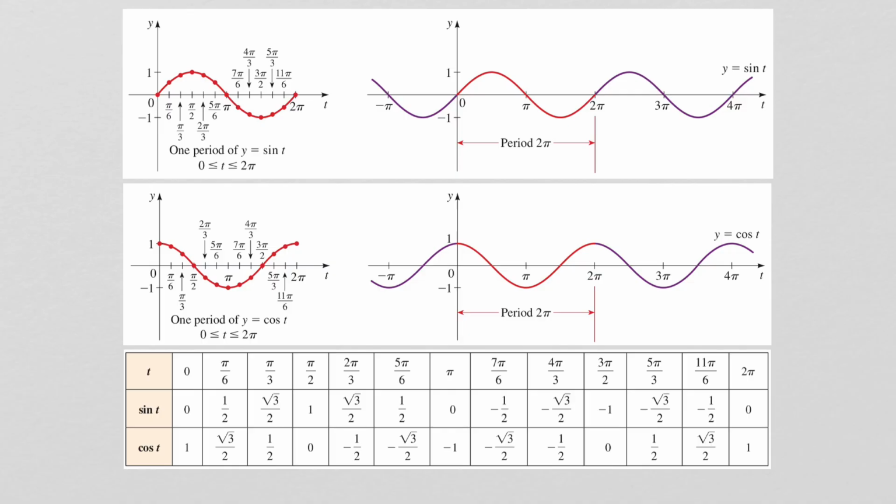Now cosine is a little bit different. The first period of cosine starts up here at 1. And that's because on the unit circle, when you have t equals 0, the x-coordinate there is 1. And it goes through the same values, but it goes through them in a different order. And so the first period of the cosine graph looks like this. And down here you can see the special angles between 0 and 2 pi, and all the values of sine and the values of cosine.